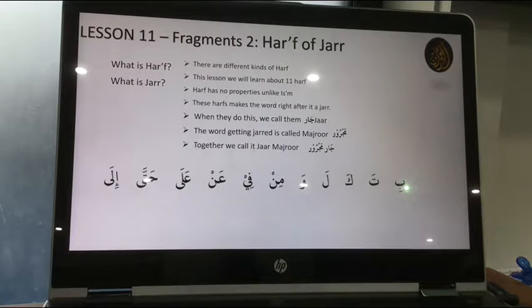If I ask you now, can you tell me the meaning? What is the meaning of ba or bi? With. What is the next one? Ta. What is ta? I swear by. And what is the specialty of ta? Only Allah we can use it with.